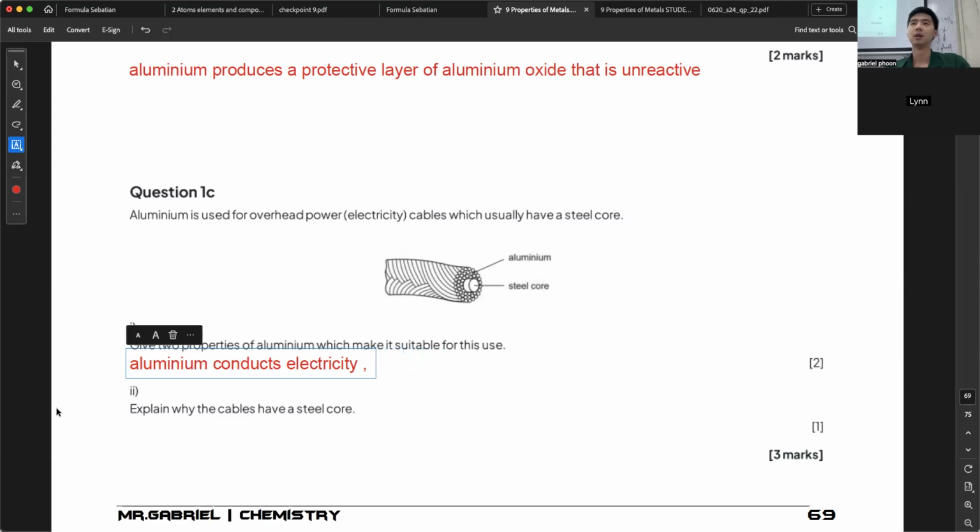Why do we use aluminium in the overhead cables? Why don't we use iron instead? It's strong. It has a relatively high strength to density ratio, guys. It's generally low density, meaning it's very light, but it is relatively strong, guys. There's a high strength to density ratio.